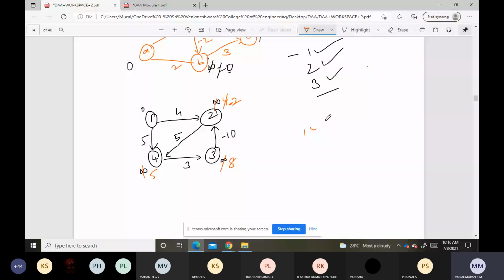Next go for second cycle. Again 0 plus 4. 4 is less than minus 2. No. So leave as it is. 0 plus 5. No. Leave as it is. Next 5 plus 3, 8. So leave as it is. 8 minus.